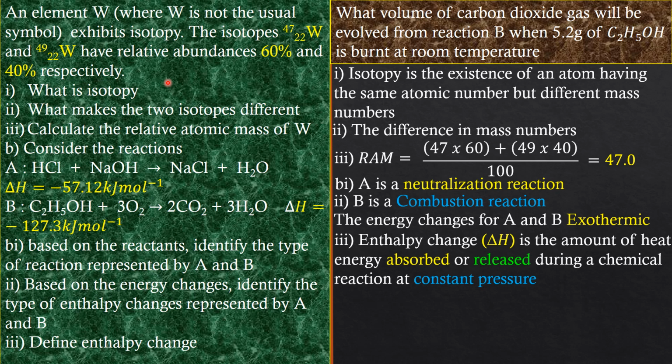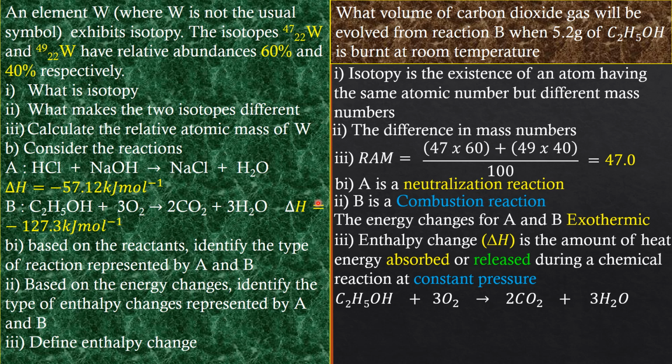The next part reads: what volume of carbon dioxide gas will be evolved from reaction B when 5.2 grams of ethanol is burnt at room temperature? Okay, friends, this is simply our equation. We have ethanol plus oxygen giving us carbon dioxide plus water. That's the combustion of ethanol.